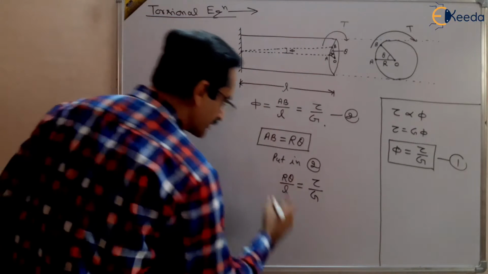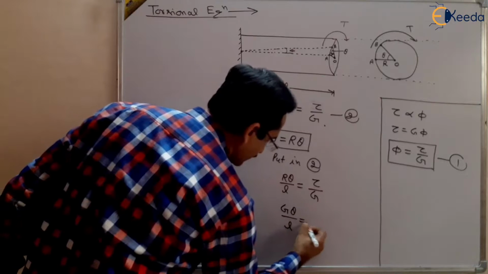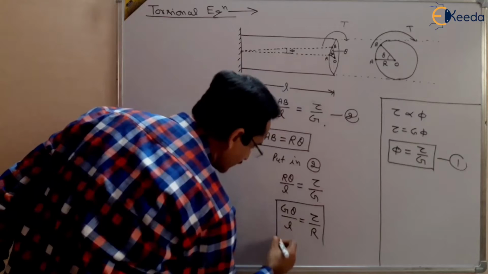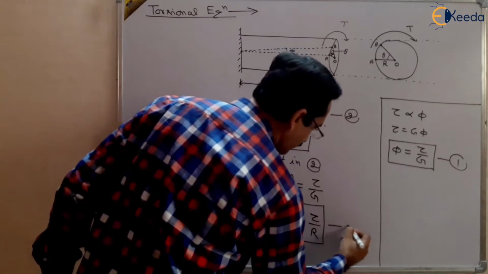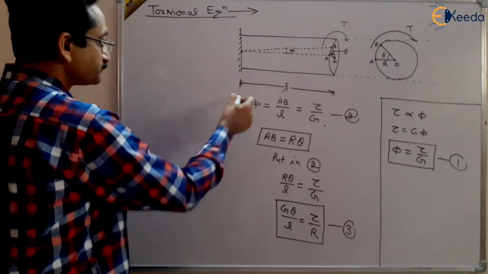So you will get one torsional equation: G theta upon L will be equal to tau by R. This is one torsional equation, right? We will be getting two torsional equations, and this is one of them. This is equation number 3, suppose.